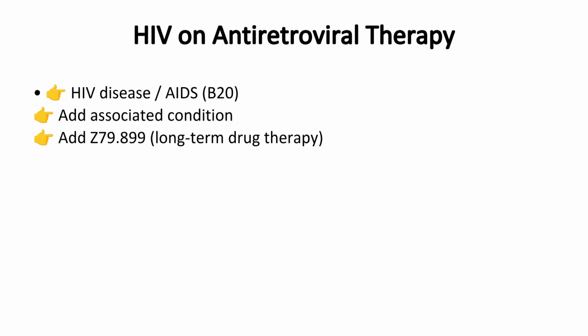HIV positive, long-term drug therapy, Z79.899. Let's understand an important additional coding rule in HIV. If a patient has HIV disease or AIDS and is currently on antiretroviral medications, we assign B20 as the principal diagnosis. We also code the associated HIV related condition if present. In addition to that, we assign Z79.899, which represents long-term use of medications. So remember, HIV on treatment means one extra code, Z79.899.